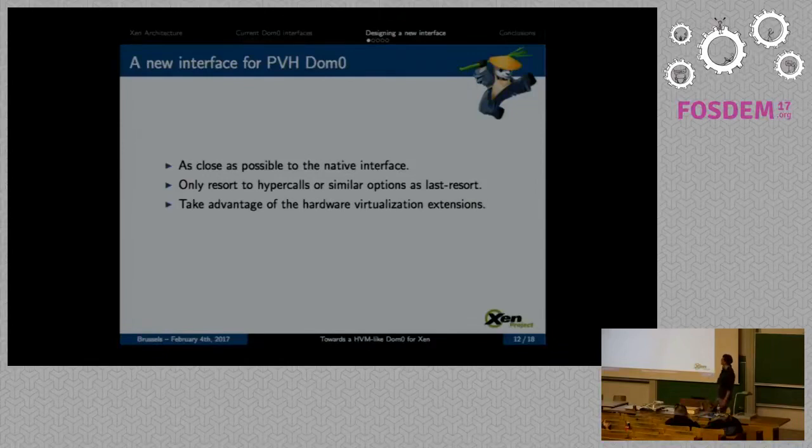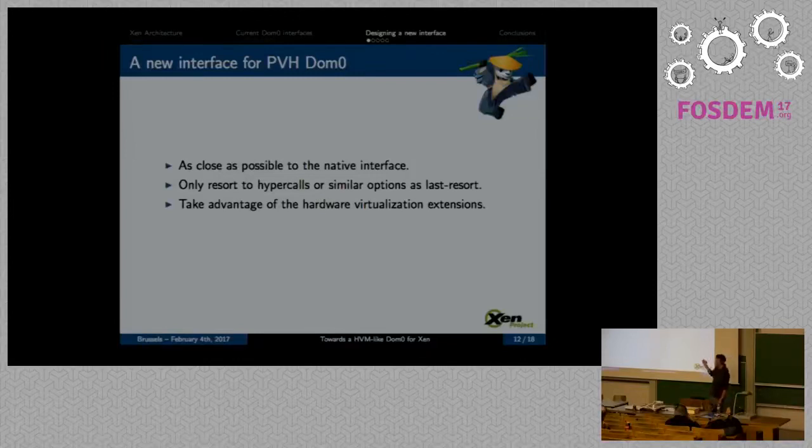The main point of this interface is that we want it to be as close as possible to native. That's very important because it means that it's probably going to be faster, and it's also going to reduce a lot of the code that we need to put inside of OSes in order to run on top of Xen. If we have an interface that's very close to native, the code required in order to run on Xen is going to be much less.